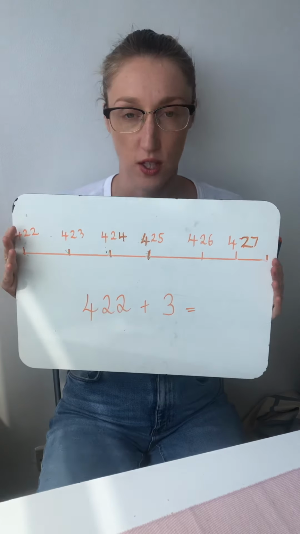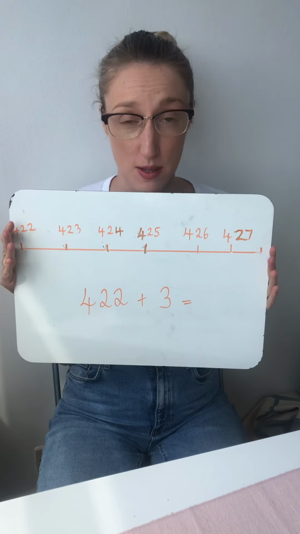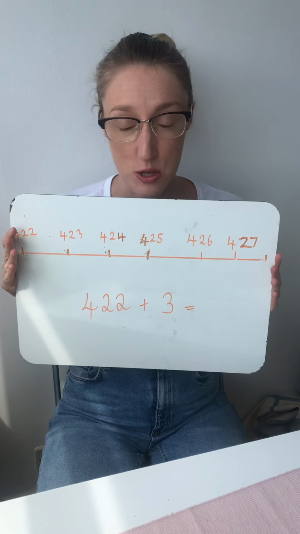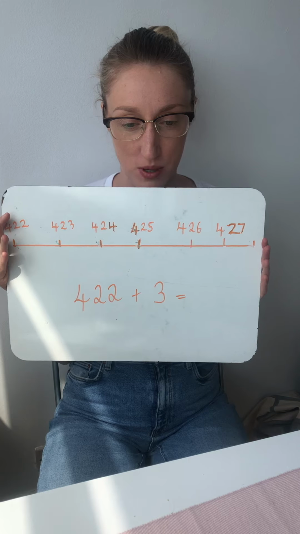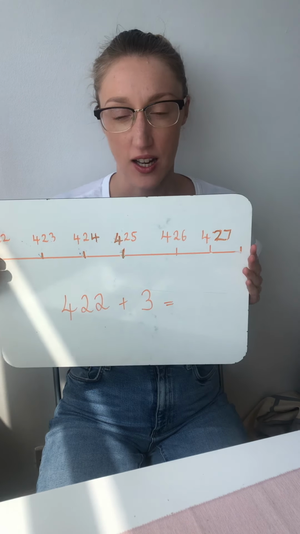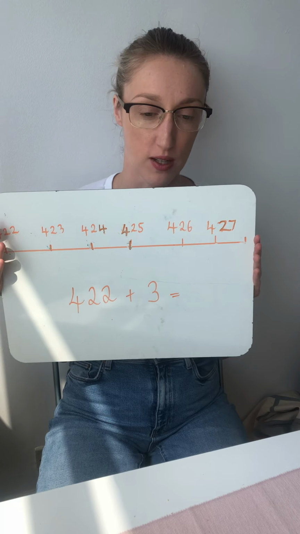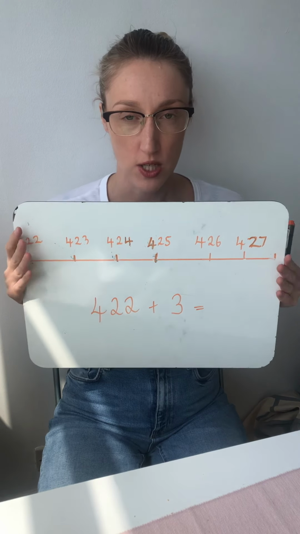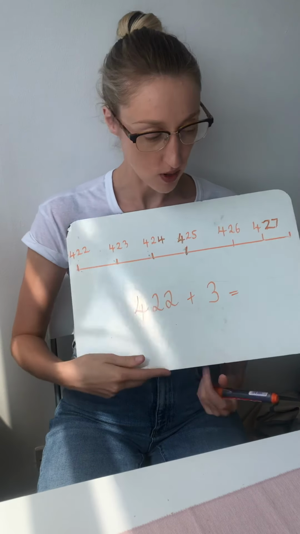This is the video for Summer 2, Week 3, and this is day 1 of Week 3. This is Monday's lesson, and the I can is: I can add a 1-digit number to a 3-digit number. What we mean by 3-digit numbers are numbers that have hundreds in them, so hundreds, tens and ones.